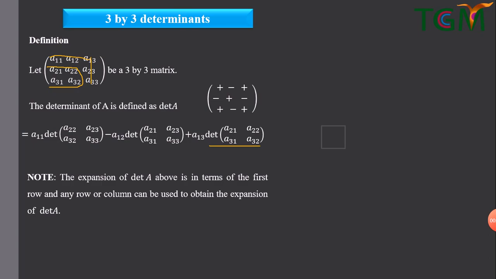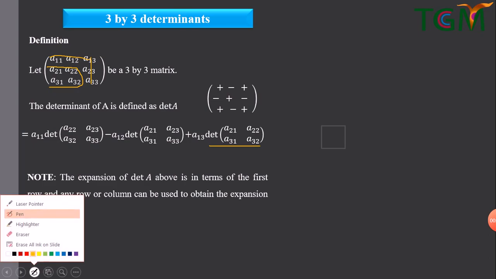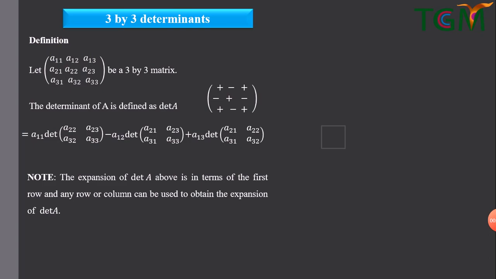Now I want you to note that the expansion of the determinant of A above is in terms of the first row, and any row or column can be used to obtain the expansion of the determinant. So if you want, you can use this row to find the determinant. You can use the second row, or the third row. Or you can use the first column. You still get the same determinant. You can use the second column or the third column to find the determinant.